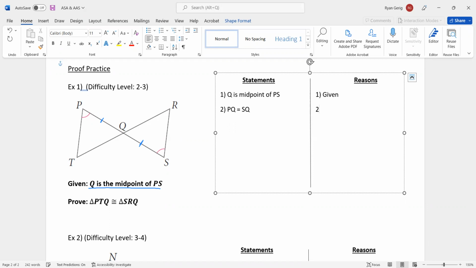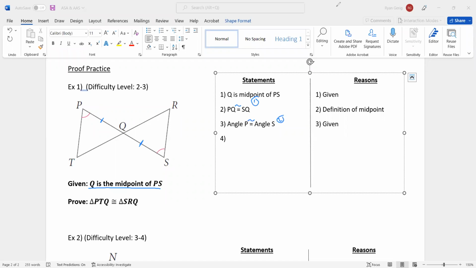Why? That's the definition of midpoint. And there we go. I've got one piece. More. Well, angle P is congruent to angle S. How do I know? It's also given in the picture this time by the markings. So there's 2. I'm going to add those little congruent marks in there.